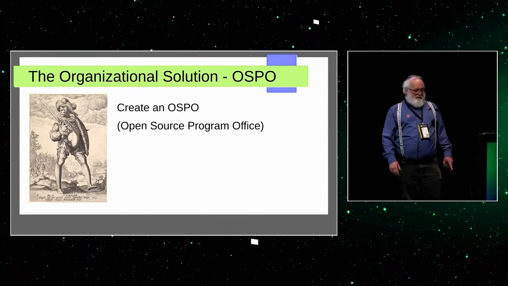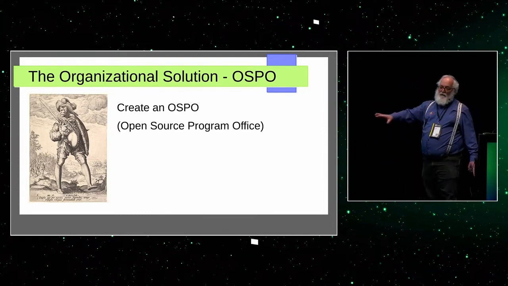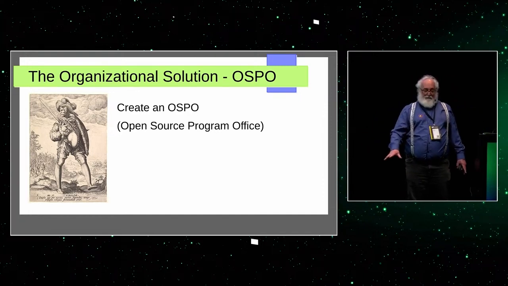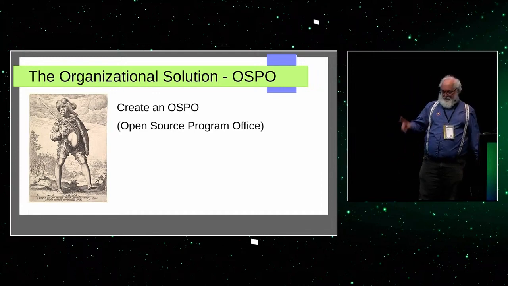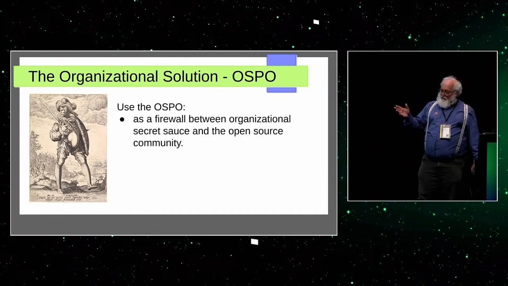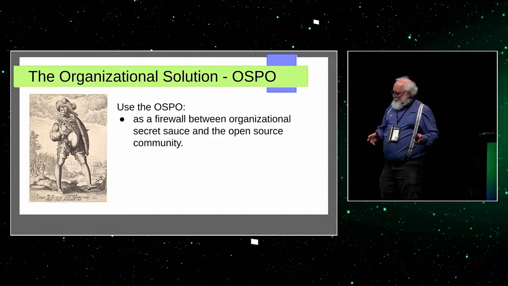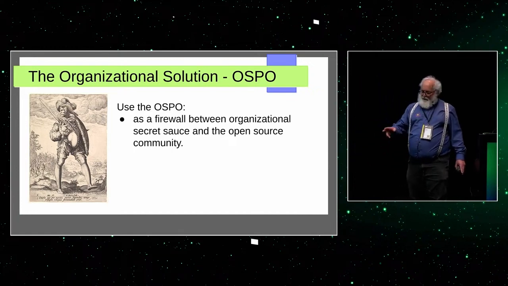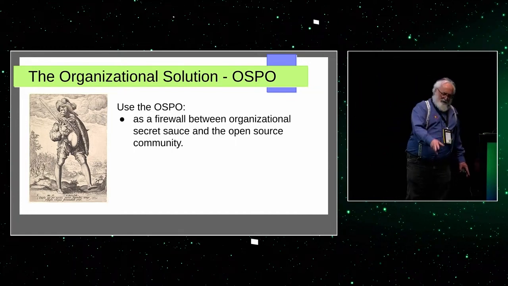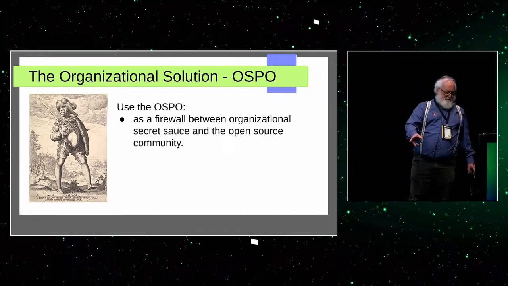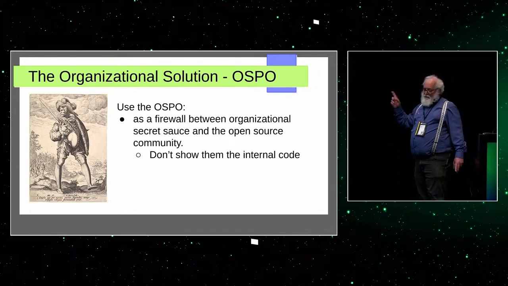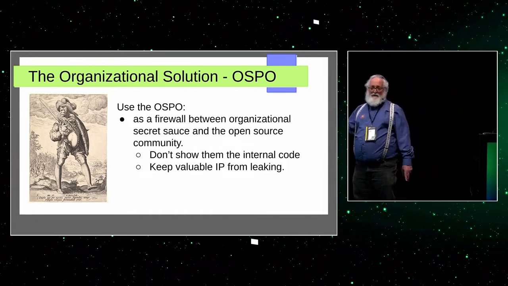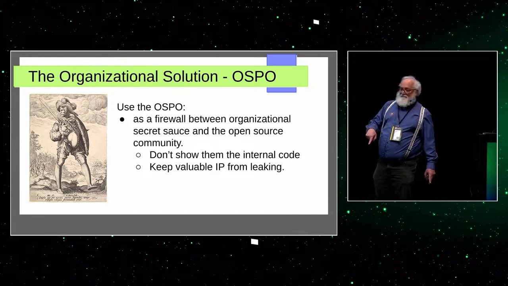Create an OSPO, create an open source program office. This is an office within your organization that looks at the open source projects that your product is dependent upon. Right? And then you use that OSPO. And you want to use that OSPO as a firewall between your secret sauce and the open source community. All right? So you want to hire developers who work for the OSPO on the open source projects. And then you don't show them the internal code, because this will keep the valuable IP from leaking. What they don't know, they can't leak. All right?